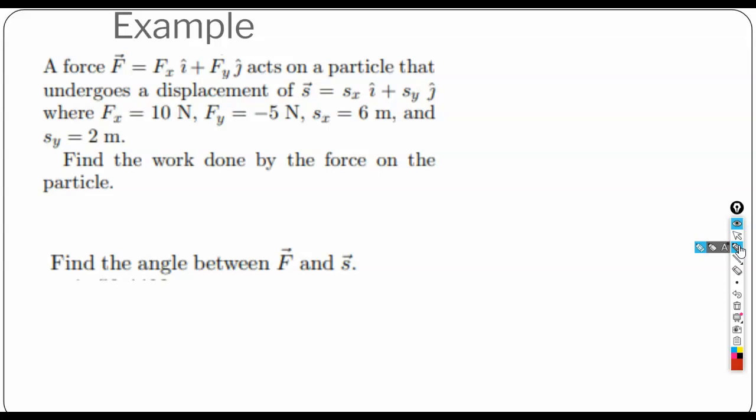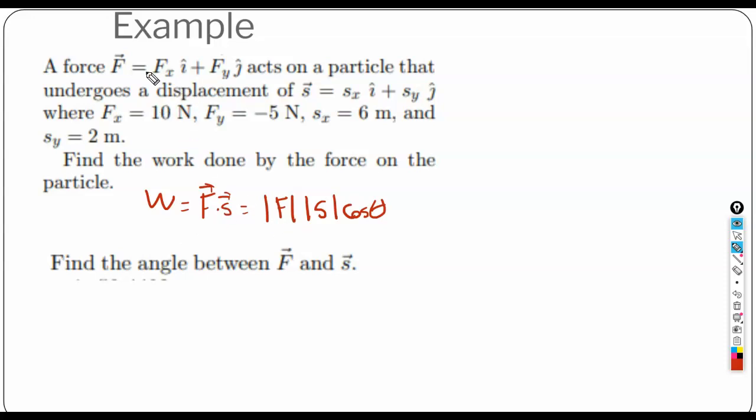Given by a displacement of S equals Sx i hat plus Sy j hat, and then they give you the values for the components. And this question is basically the same as what we saw on the last example. The work done is equal to the dot product between the force and the displacement, which is also equal to the magnitude of the force times the magnitude of the displacement times cosine theta, where theta is the angle between those two vectors. Okay, so work is equal to both of these things.